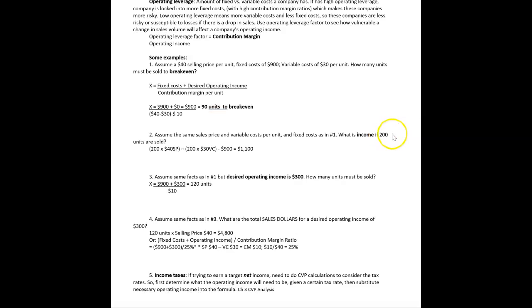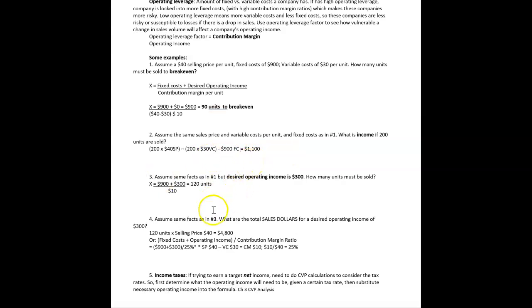What is income if 200 units are sold? So that would be 200 times my selling price minus 200 times my variable cost minus $900 of fixed cost. Okay, that would give us $1,100 of income. Now if you want, you might want to pause here and copy this down.